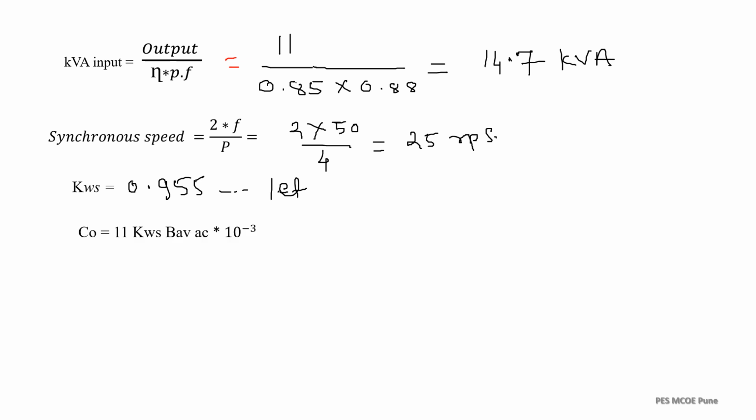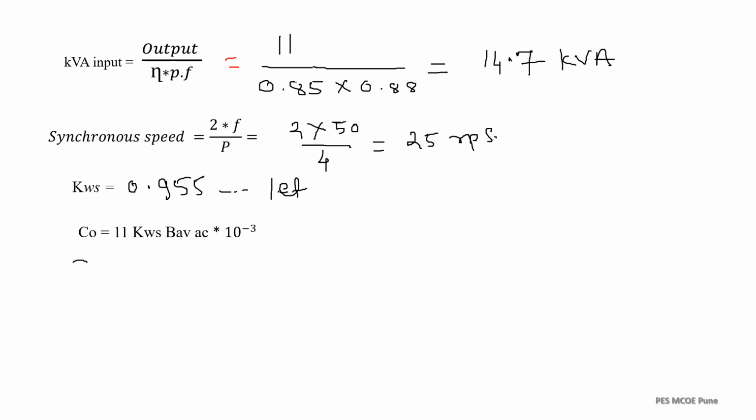So we can calculate the next part, that is output coefficient. Output coefficient can be calculated with the help of this formula: 11 into kW, that is winding factor, into BAV, which is nothing but average flux density, into AC, ampere conductors, which is nothing but electrical loading. This BAV is magnetic loading, this AC is electrical loading, and we can calculate the value of output coefficient with the help of this expression.